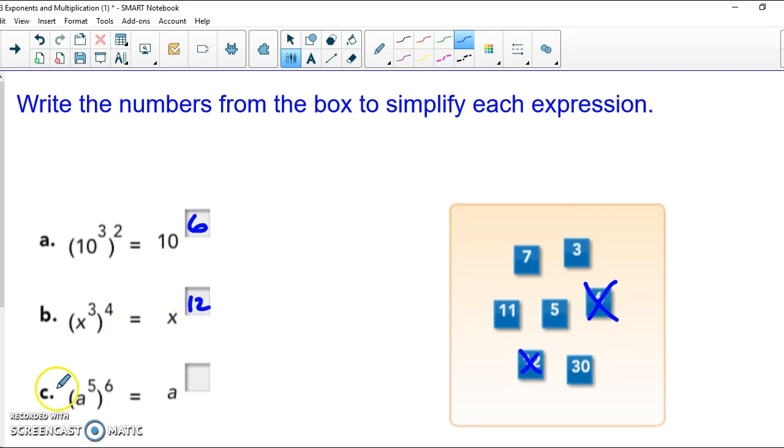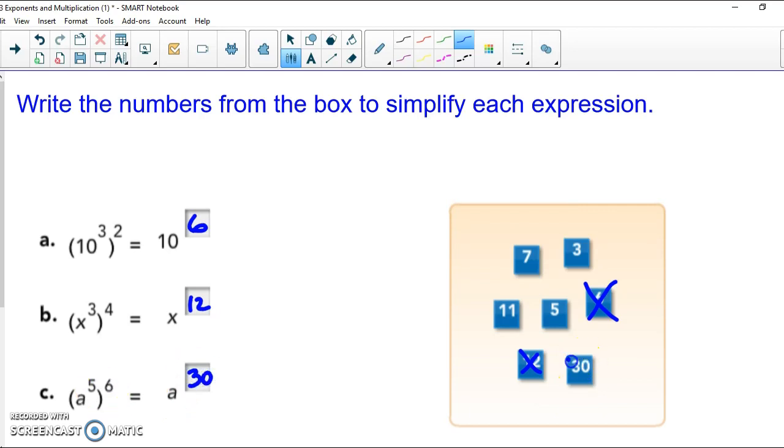Okay, so power of a power, so 3 times 4 is 12, so this is to the 12th. And in letter C, we are doing a to the 5th raised to the 6th. So this is power of a power, so my base stays the same, and 5 times 6 is 30.